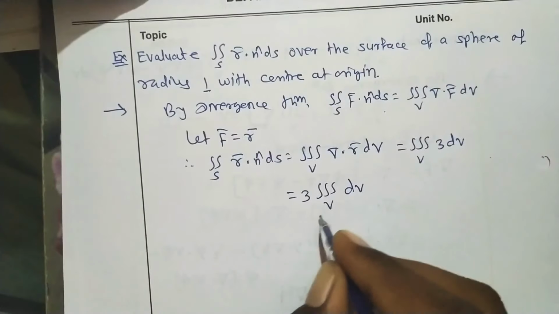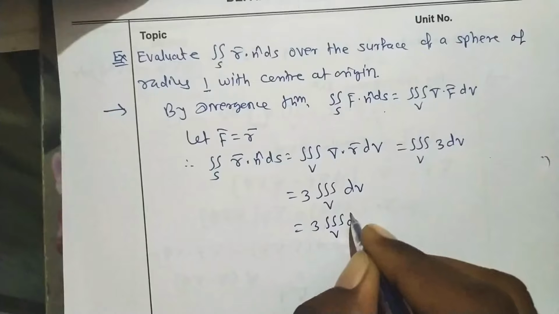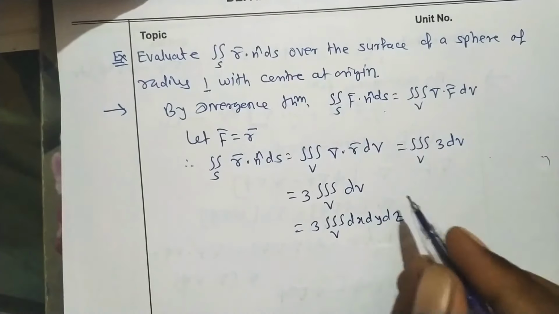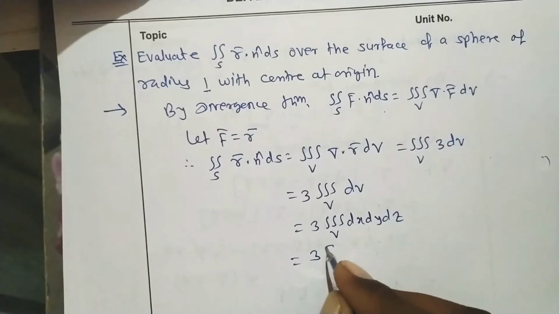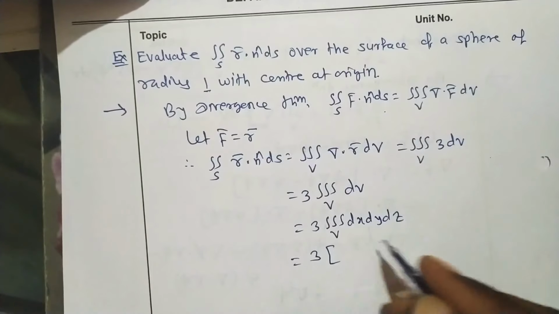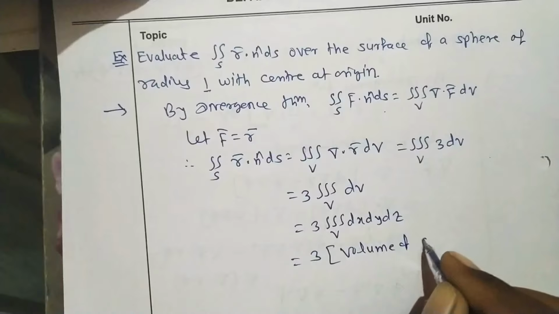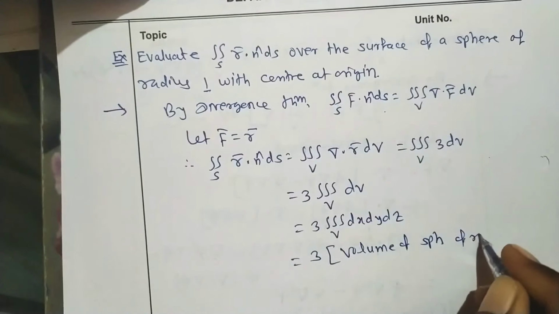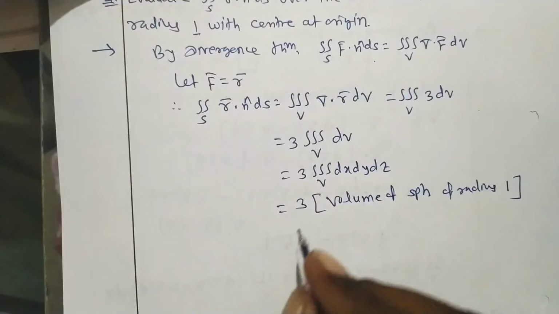So the triple integral over V dV, we can write 3 times the triple integral over V dx dy dz. And we know that the triple integral over V dx dy dz is the volume. This is the formula of volume. So the volume of the sphere. Which sphere? The given sphere of radius 1 with center at the origin. This is given in the problem.